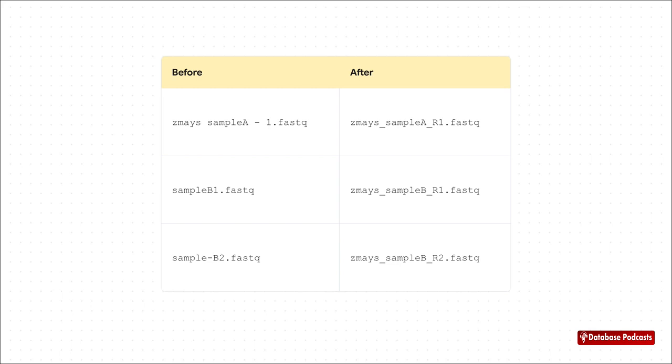Now look at the after column. It's a machine's dream. It's consistent, it's predictable, it's easy to parse. We're using underscores instead of spaces, and there's a clear, repeatable pattern. This is what lets a computer understand your files as a single, coherent group.